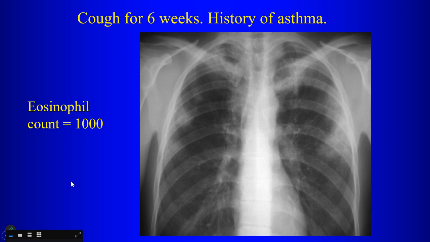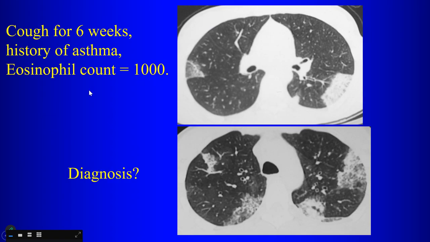On this chest radiograph, we give the history of cough for 6 weeks. The patient has a history of asthma. Eosinophil count is elevated. The finding on the chest radiograph is? Yes, so peripheral consolidations, right? And so if we have peripheral consolidations, but given this history, right, the history of asthma, what do we think about now? So here we consider chronic eosinophilic pneumonia.